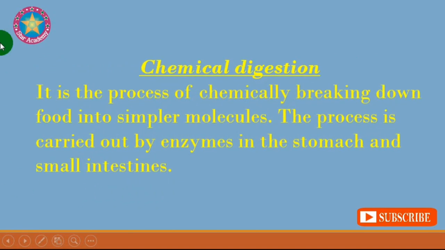Chemical digestion. It is the process of chemically breaking down food into simpler molecules. The process is carried out by enzymes in the stomach and small intestine.